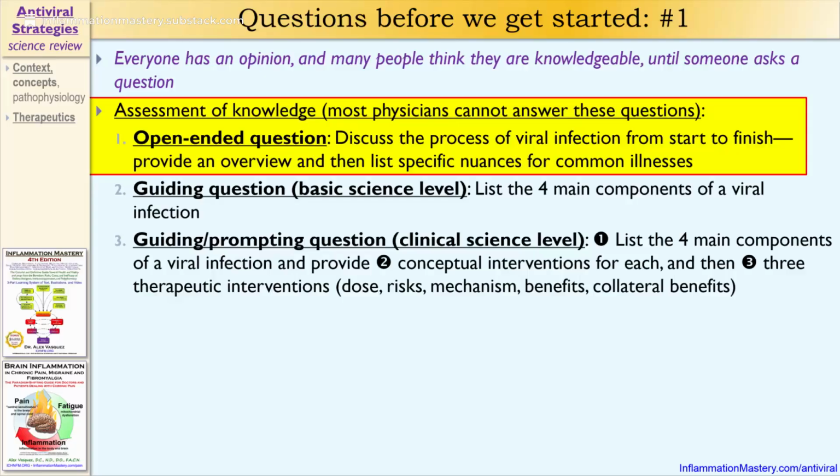So if we were to advance this question to a clinical level, the question could be phrased in this way: list the 4 main components of a viral infection and provide conceptual interventions for each. And then provide actual clinical, real-world interventions, dose, risks, mechanisms, benefits, and any collateral benefits.